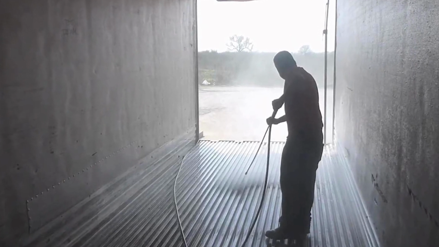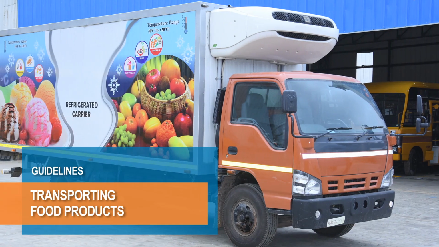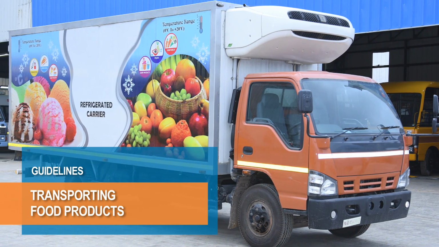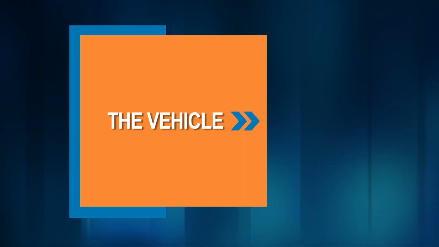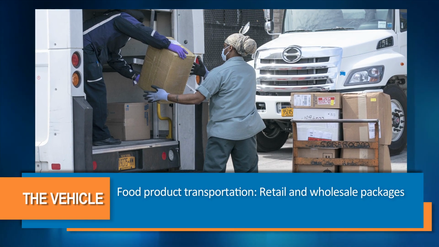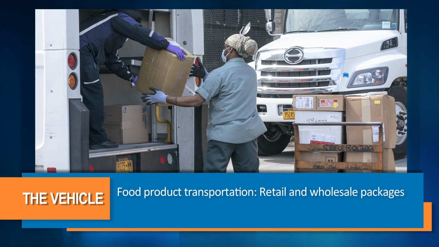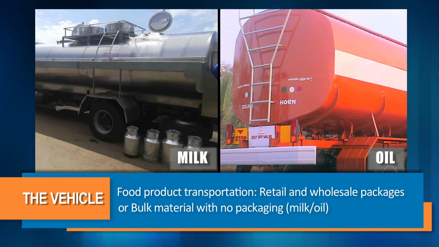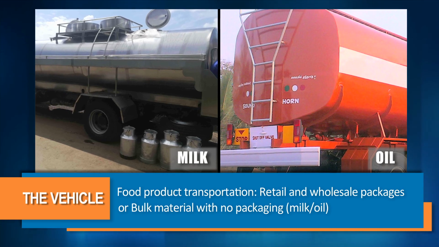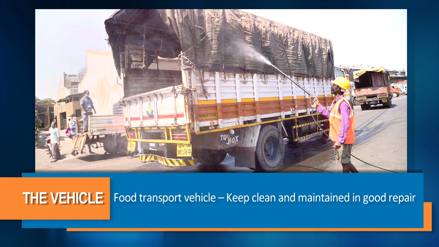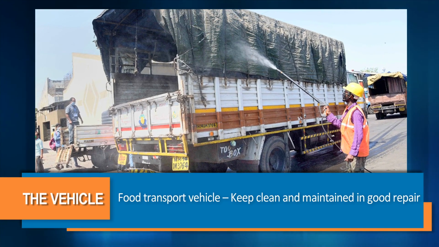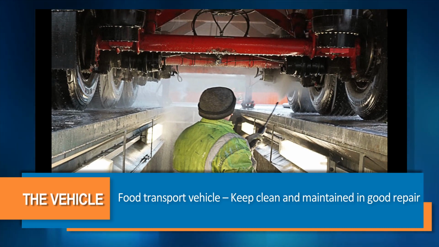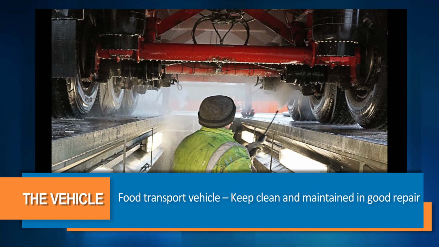In this video, we will learn about food safety and hygiene requirements to be followed while transporting the food products. Transportation of food products is done either of retail and wholesale packages or of bulk material with no packaging such as milk and oil. The vehicles used for transporting foodstuff shall be kept clean and maintained in good repair and condition to protect the foodstuff from contamination.